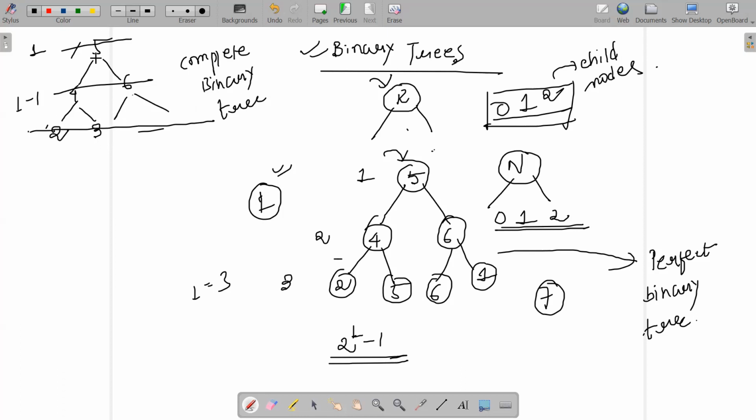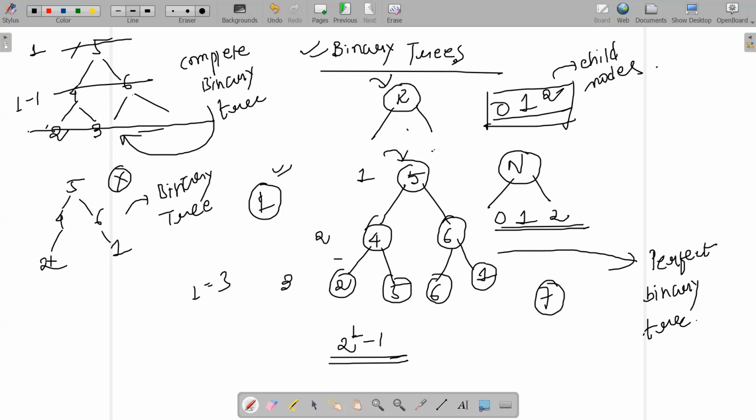If you are getting some structure like this, 5, 4, 6, 2, 3, then only can I term it as a complete binary tree. The previous one, whatever I had taken, 5, 4, 6, 2, and 1, right? Although this is a binary tree, all the properties are getting validated, but this is not a complete binary tree in nature. Because before filling the previous two lefter slots, the one has been filled up.